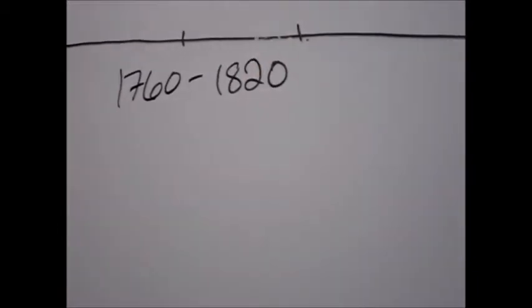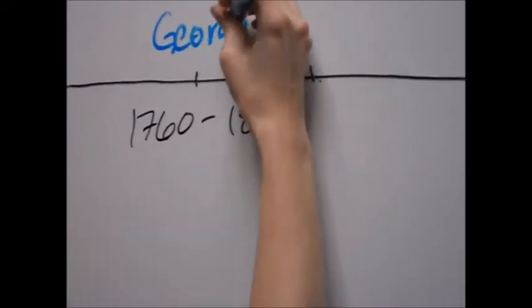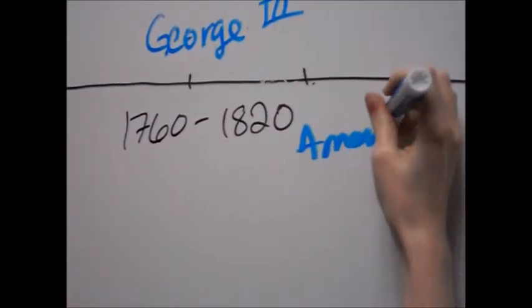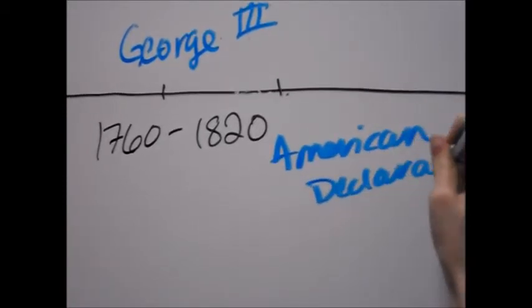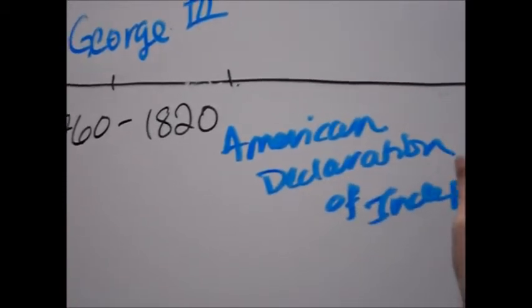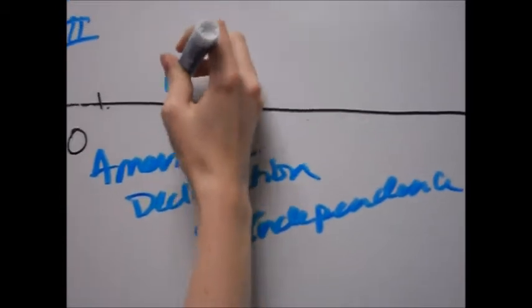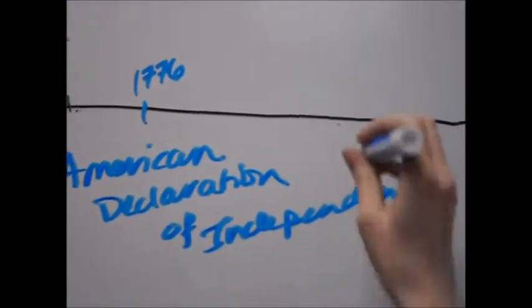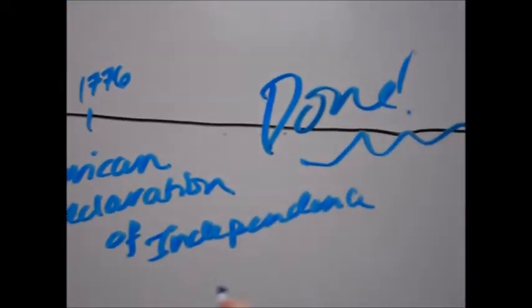All right, a little bit more history before we end. From 1760 to 1820, we have the reign of George III. Of course, famous during that time is the Declaration of Independence in America, which is a great work of writing that we won't cover. And this ends our short timeline of the history of the English language.